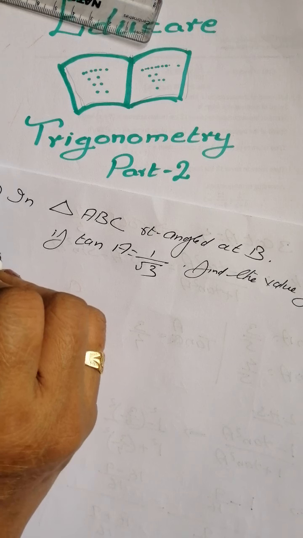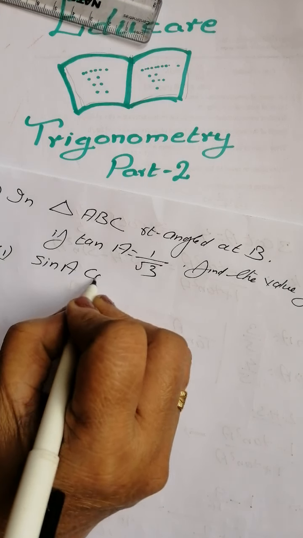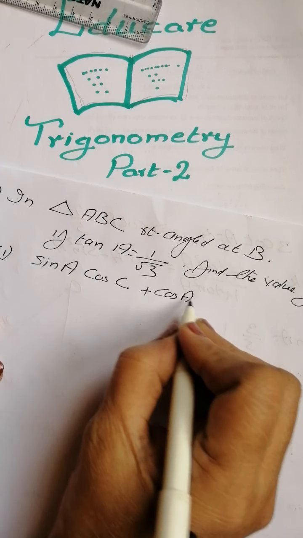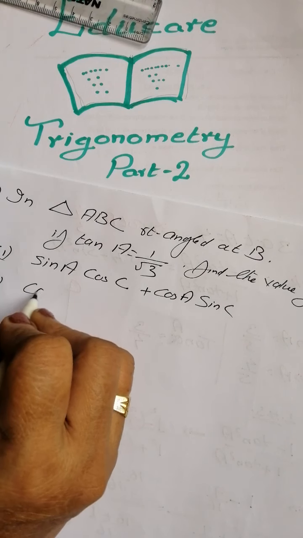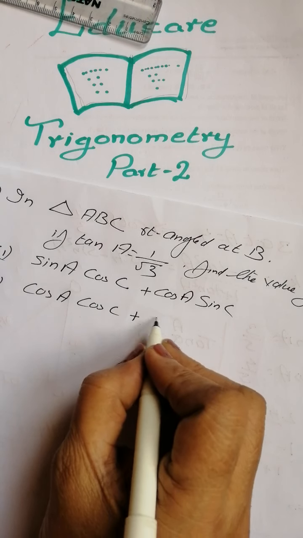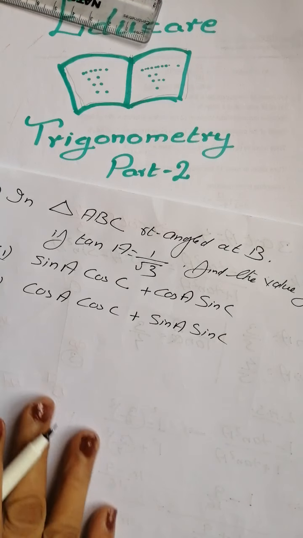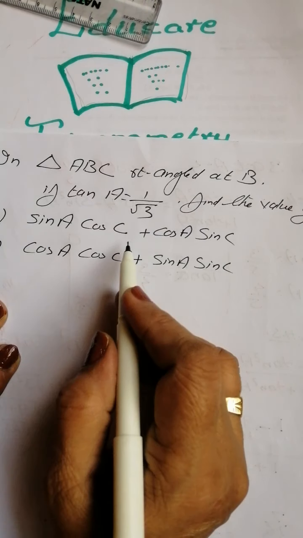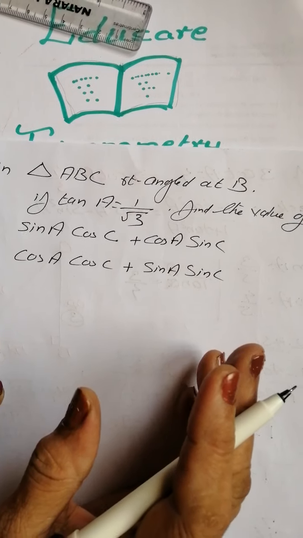There are two parts they have given. First part is sin A cos C plus cos A sin C, and the second part is cos A cos C plus sin A sin C. So these two parts we have to evaluate. Got it? So first you should understand what all things you want.